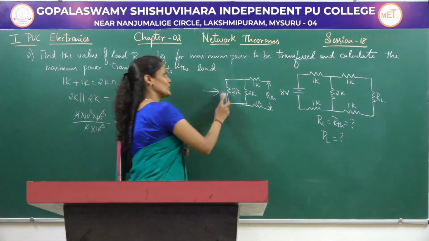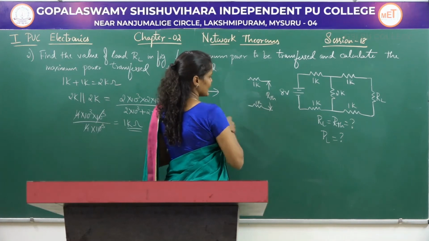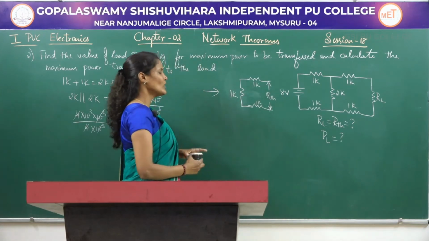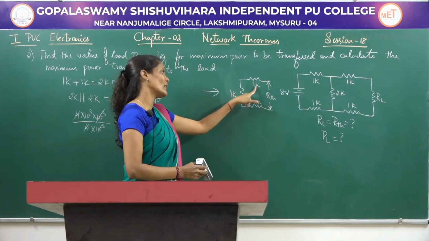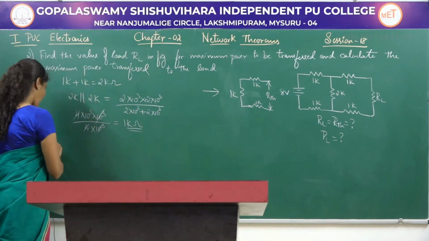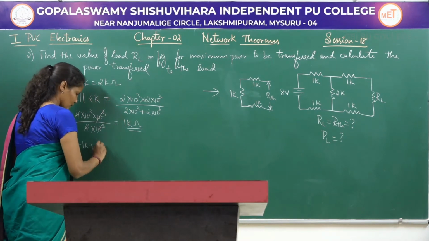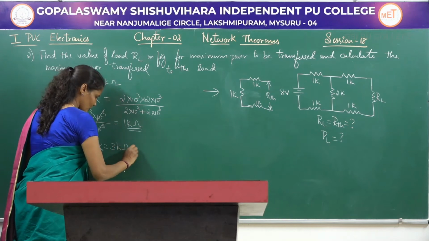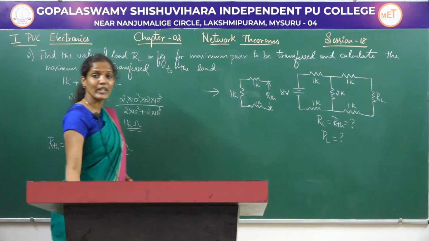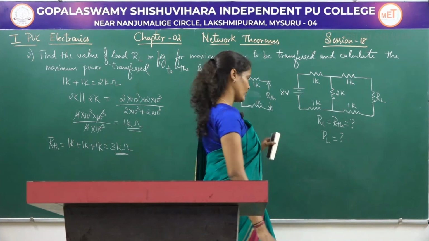So in place of these two resistors, I can write a single resistor whose value is equal to 1 kilo ohm. Now if you look into this particular diagram, 1K, 1K and 1K are in series. So R Thevenin equals 1K plus 1K plus 1K, which is equal to 3 kilo ohms. So R Thevenin is found. Now you have to find out PL, that is the maximum power to the load.